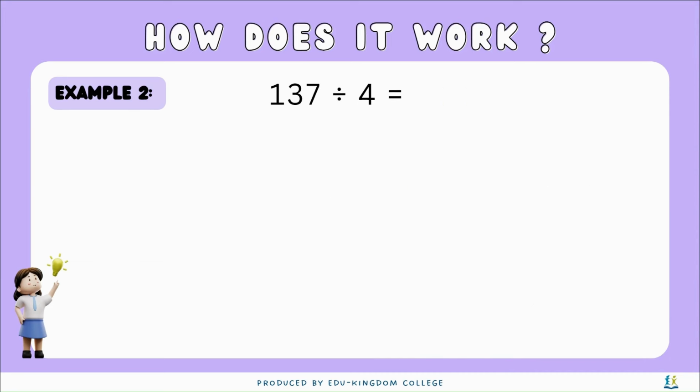Now let's try to work this question out together. 137 divided by 4. First, we draw the division bracket and put all the numbers where they should be. It should look like this.